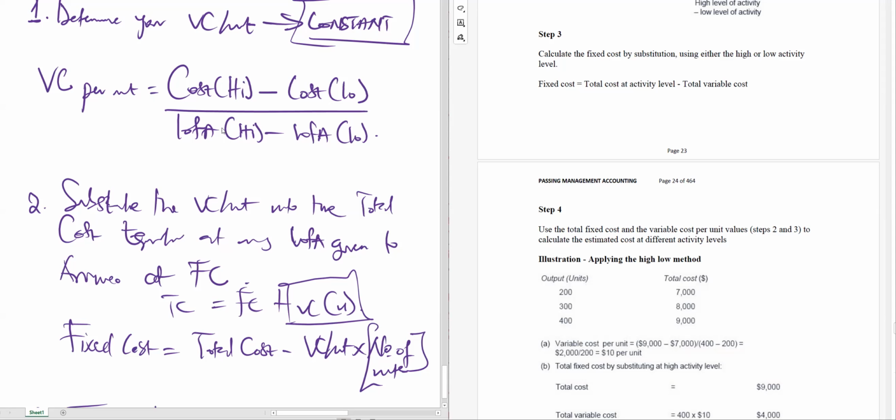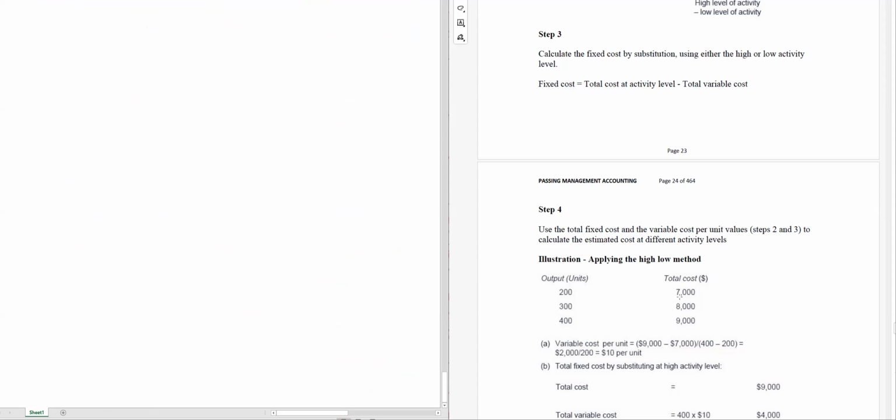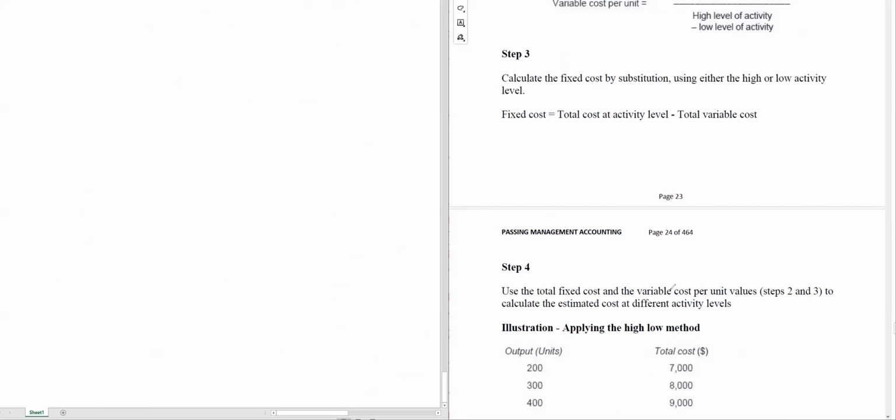So let's take a simple question. Once you look at this simple question, you can see that we have output in units, 200, and then total cost 7,000. What is the highest cost? Based on the example here, what's the highest cost? Sir, please, we can hardly see the question. I don't know if you can broaden it a bit for us. Can you see now?